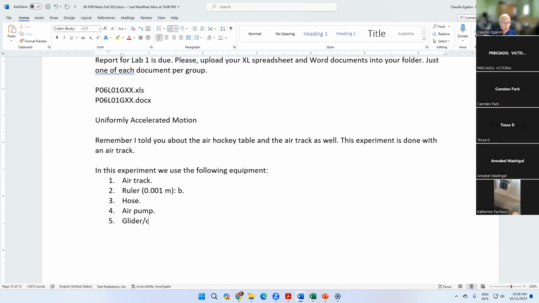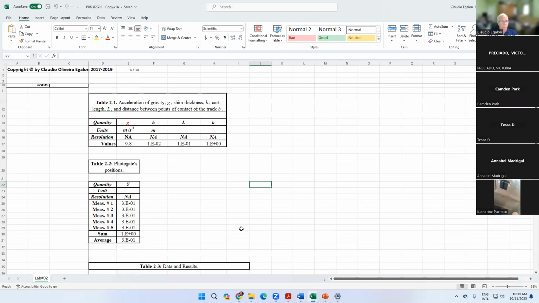Glider / cart. Length L. And it's also measured with the ruler. Let's take a look here. We are right here at this spot. This L is around 12 centimeters. Okay. So you should know how many significant digits to display here.